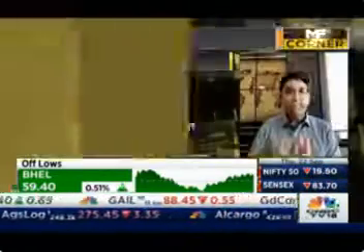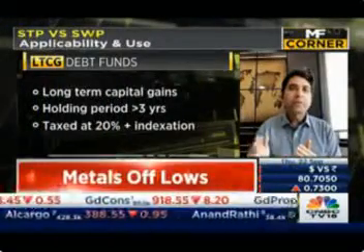In case you're redeeming or transferring out of an equity fund, then short-term capital gains is for a holding period less than 1 year, and the taxation will be 15% of the profits. And in case of long-term capital gains, holding period more than 1 year, the taxation is 10%. However, the first 1 lakh of capital gains that you make is exempt from taxation. It's only for income earned more than 1 lakh of long-term capital gains in a year.